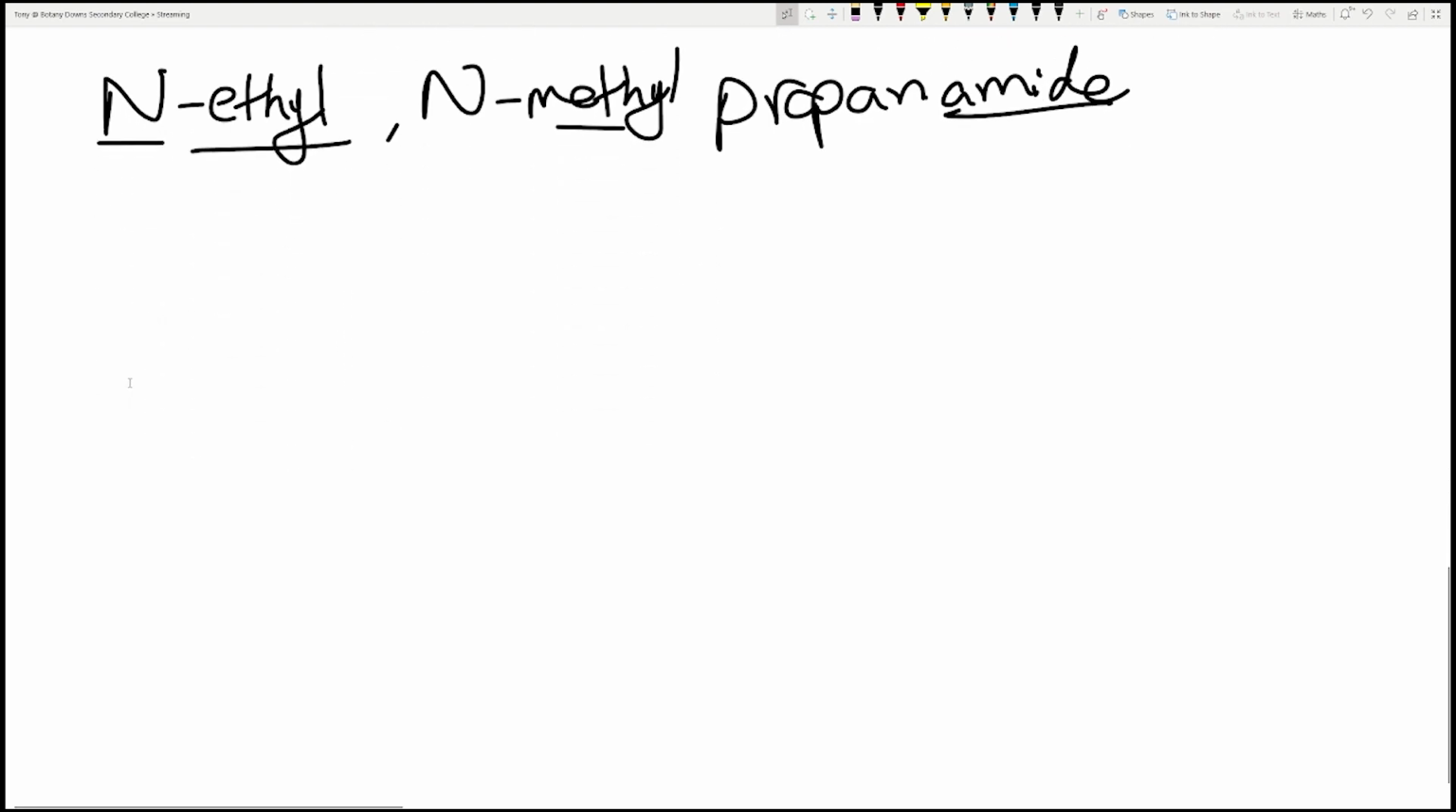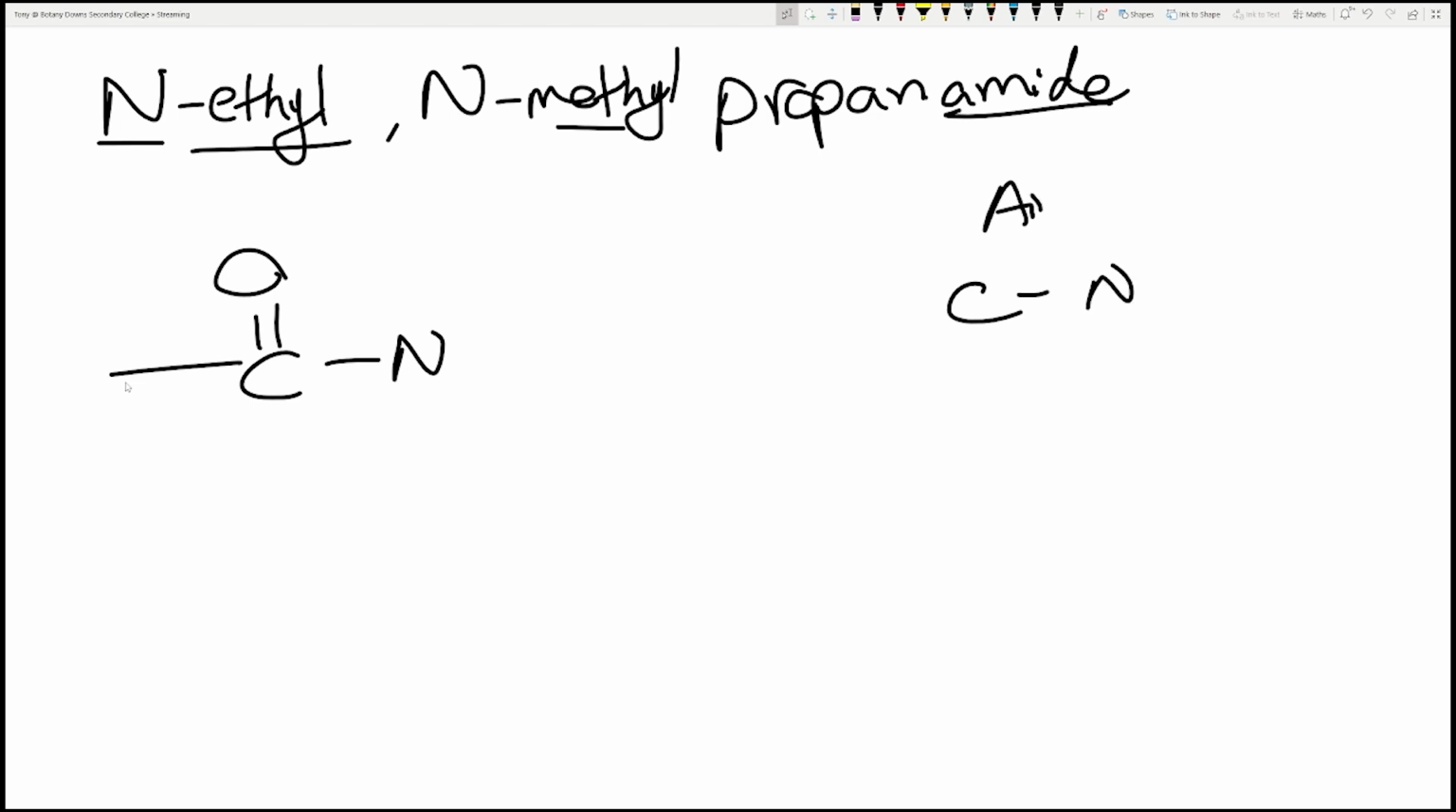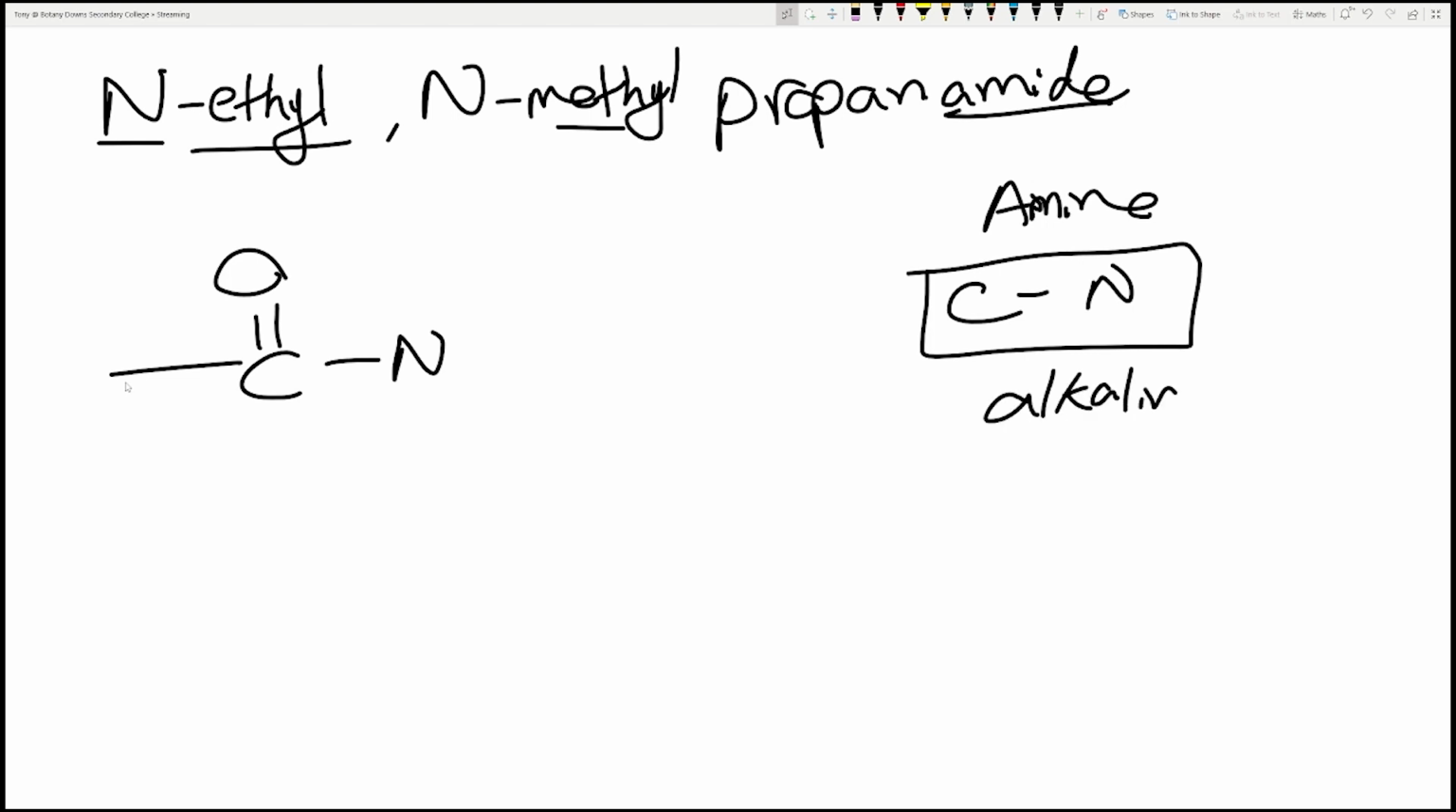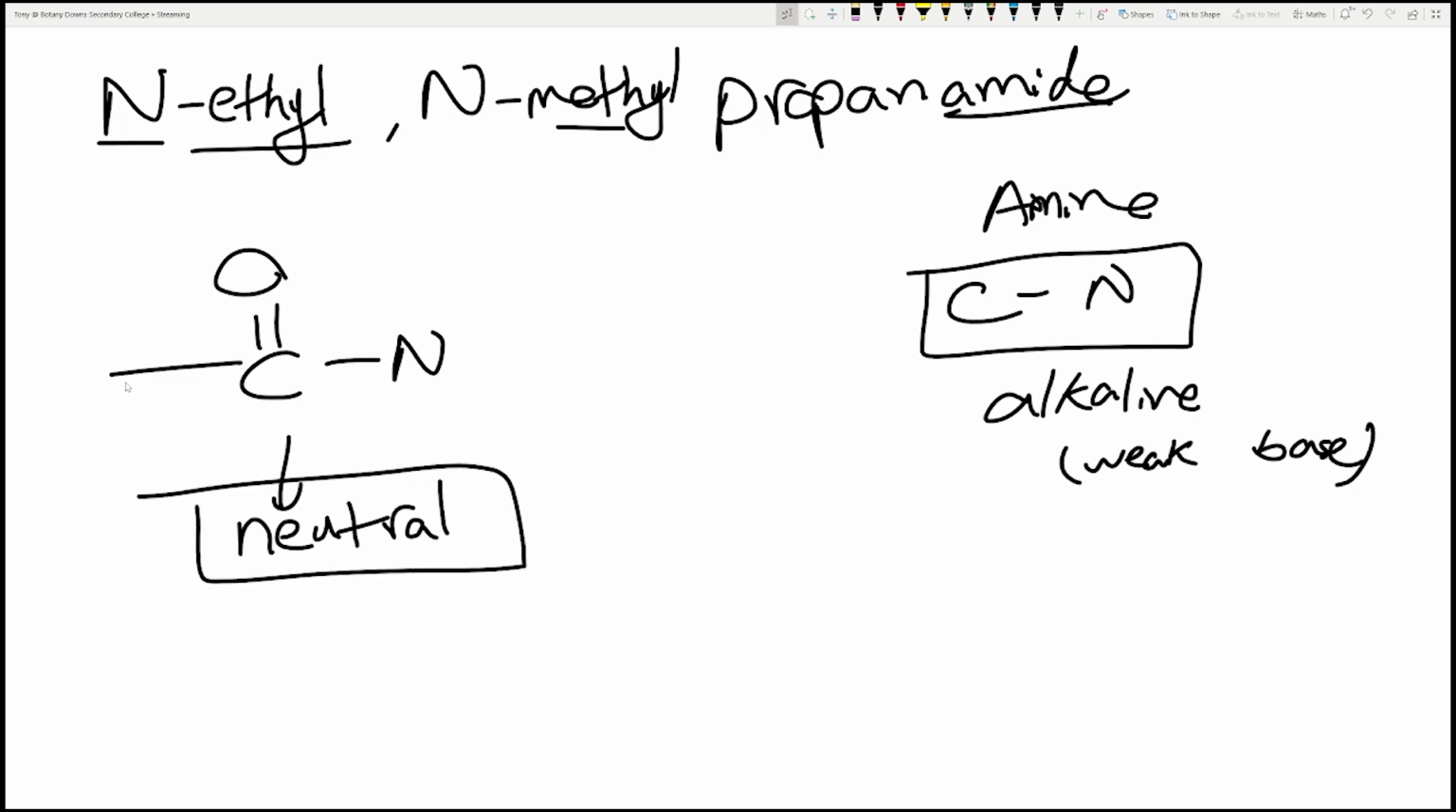Nice and simple. The one really important thing that people need to understand with the amide: last year we talked about the amine. Amine is just a carbon bonding to a nitrogen. Amines are alkaline. This is a weak base, which means it partially dissociates. But amide is so weak in terms of its ability to react as a base that it is so close to pH 7 that we just say it's neutral.